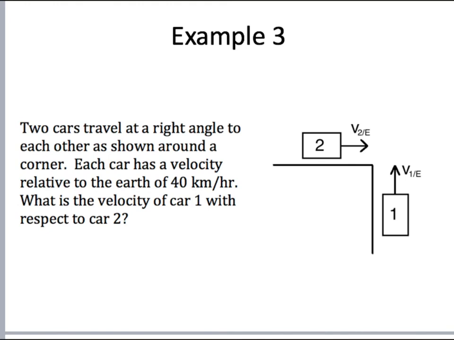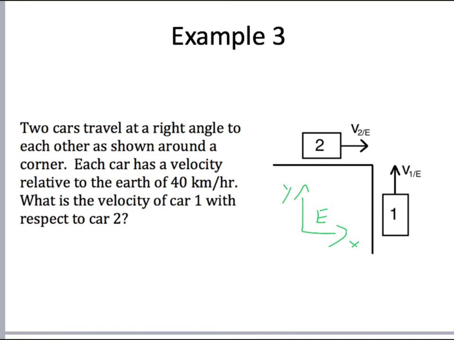Two cars are traveling at a right angle around a corner as shown. This car is going to the right, this car is going up, and both of these velocities are measured relative to the Earth. There's a coordinate system on the Earth, like the ground, and I've got my X and my Y here, so I'm measuring both of these velocities relative to this fixed coordinate system on the ground, and they're both going 40 kilometers per hour. They're just going in different directions.